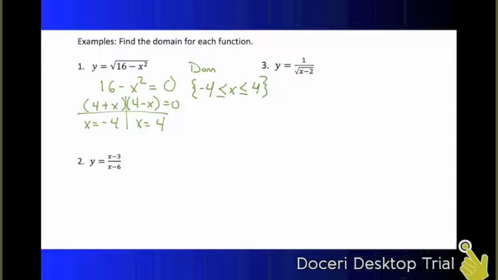Number 2 down here, we're going to take that denominator and figure out when it's undefined. So we're going to take x minus 6 and we're going to set it equal to 0. You'd add 6 to both sides and you would get x equals 6. So for this, our domain is going to be the set of reals such that x does not equal 6.